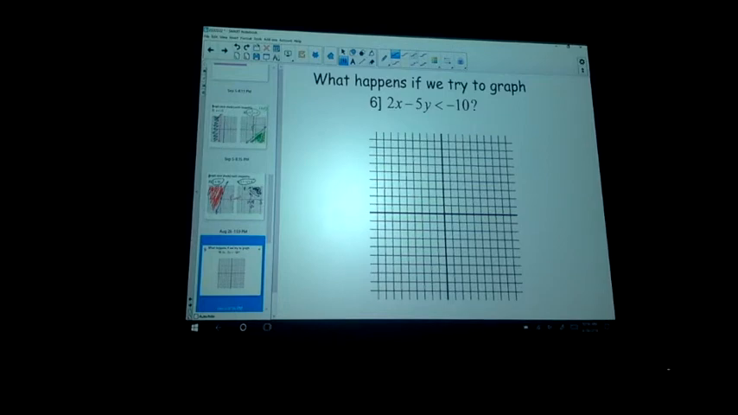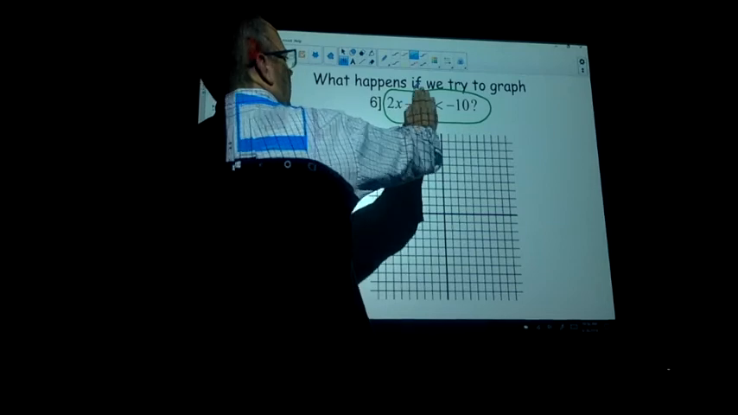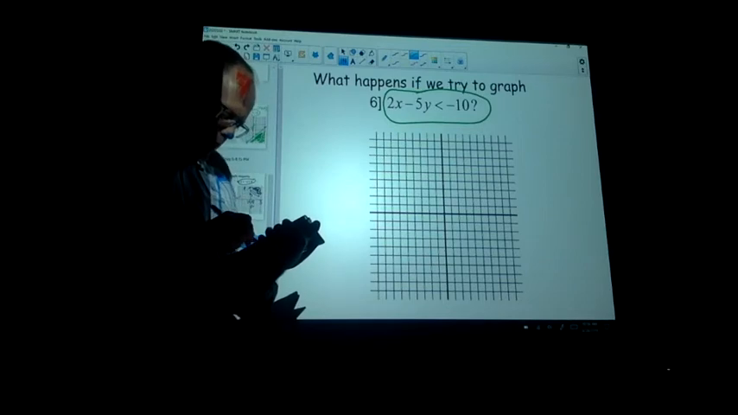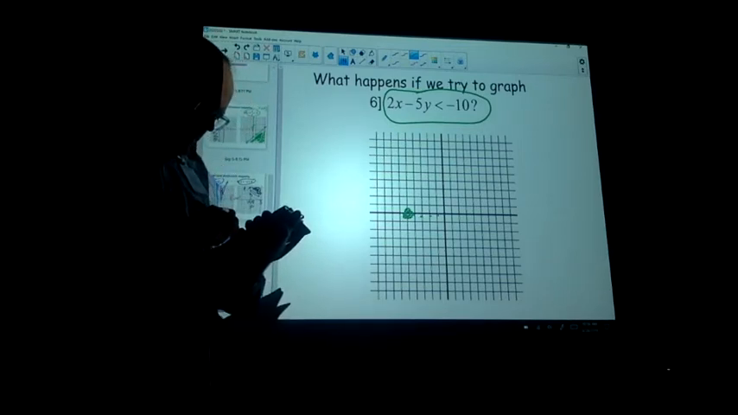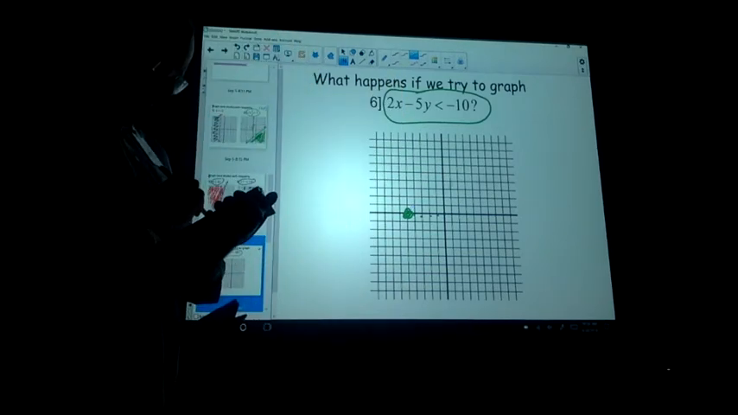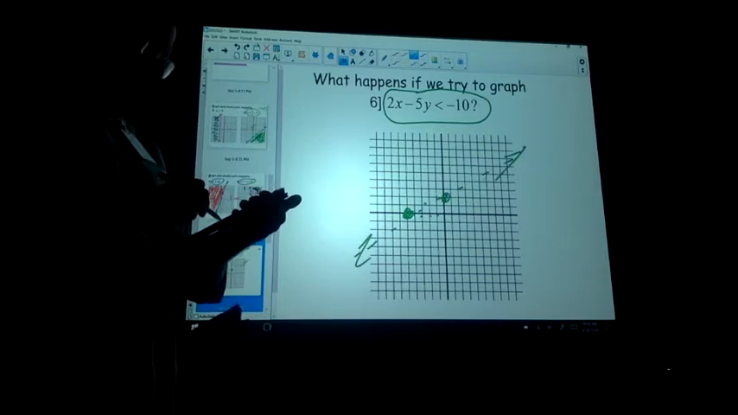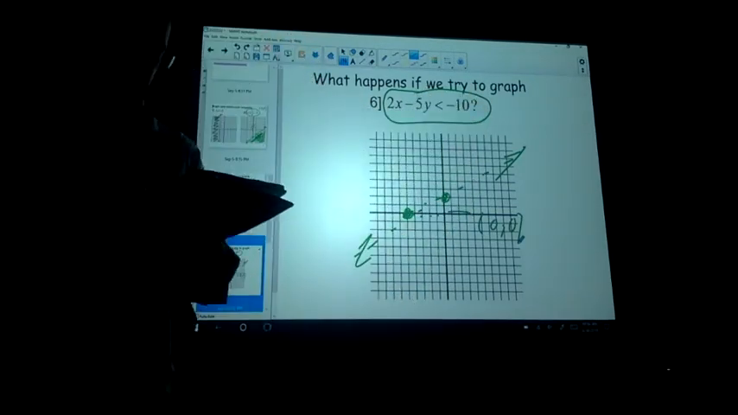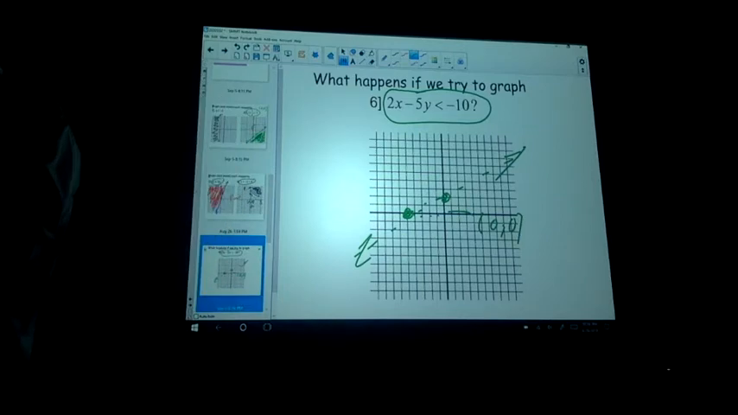Hey, this one. Solid or dotted? Dotted. Can I use the cover method to graph this one? Oh, yeah. So what is x equal to? -5. Good. What is y equal to? 2. You said dotted? Cool. 0, 0 will work. Plug 0, 0 in. 2 times 0, 5 times 0. 0 is less than -10. True or false? False. Shade up here.